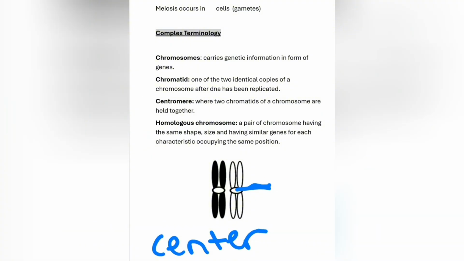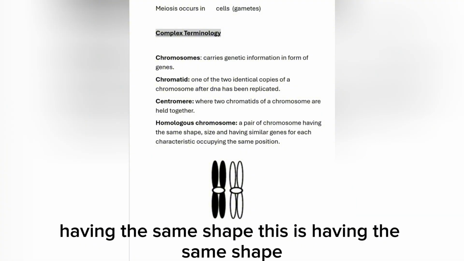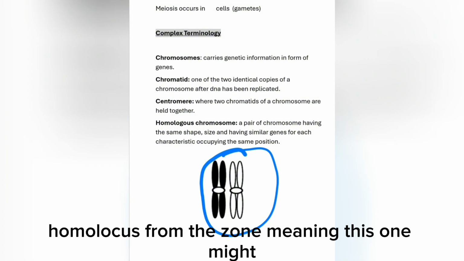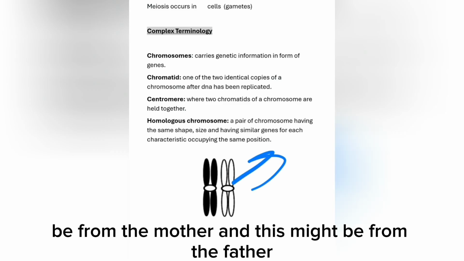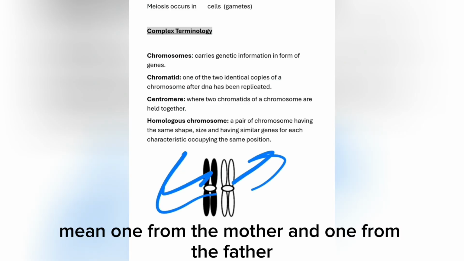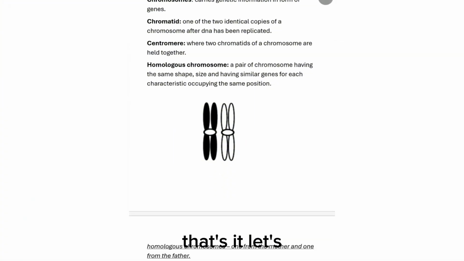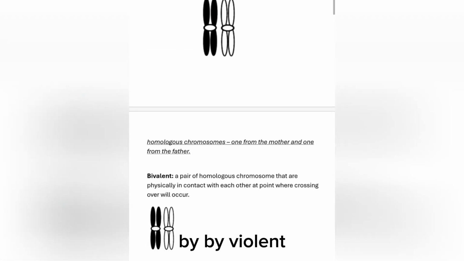And then, a homologous chromosome is a pair of chromosomes having the same shape, same size, and having similar genes for each characteristic occupying the same position. Homologous chromosome meaning this one might be from the mother and this might be from the father. So homologous means one from the mother and one from the father. That's it.